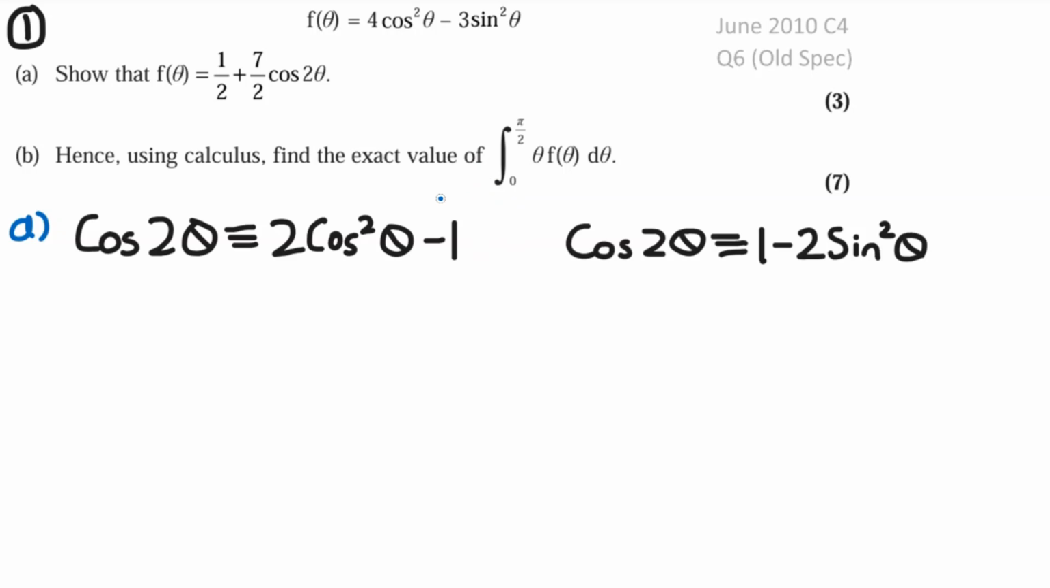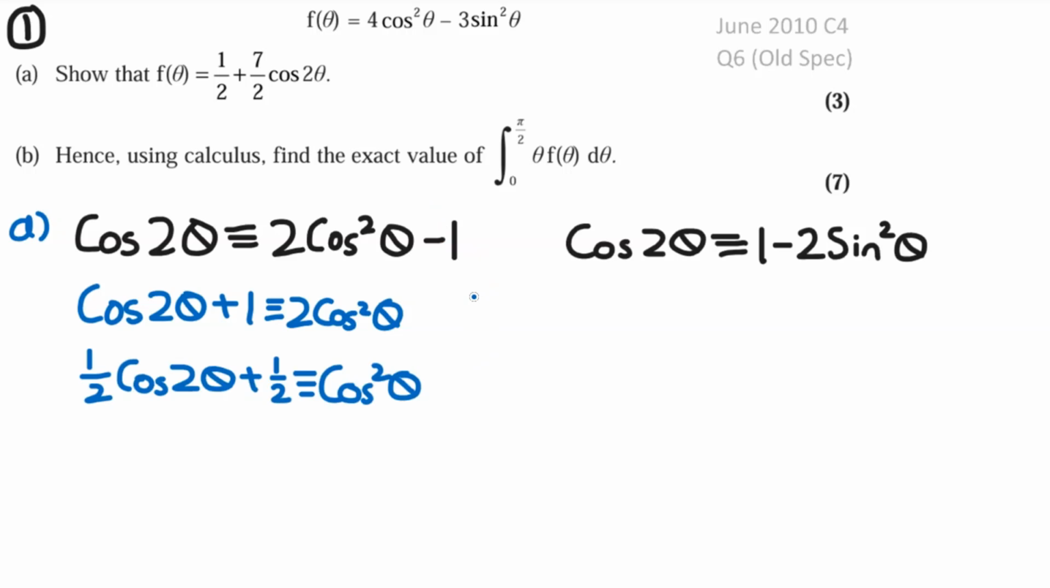And then what we can do is rearrange these in order to make cos squared theta and sin squared theta the subject, and then just sub these in for this here in order to get an expression for this cos 2 theta here. So if we start with this here, if we move the minus 1 onto the other side, we get that cos 2 theta plus 1 is equivalent to 2 cos squared theta, and then we divide both sides by 2, we get that half cos of 2 theta plus a half is equivalent to cos squared theta.